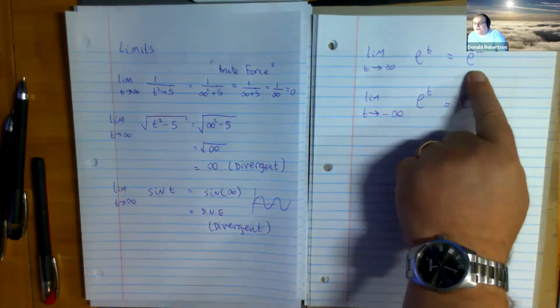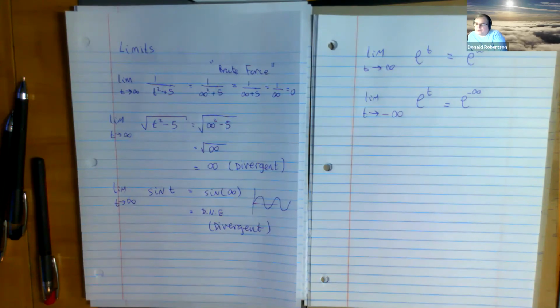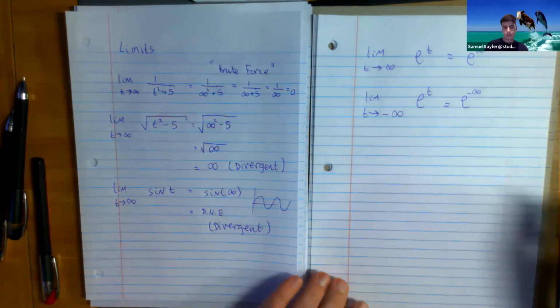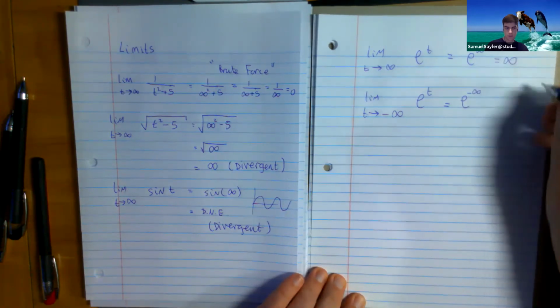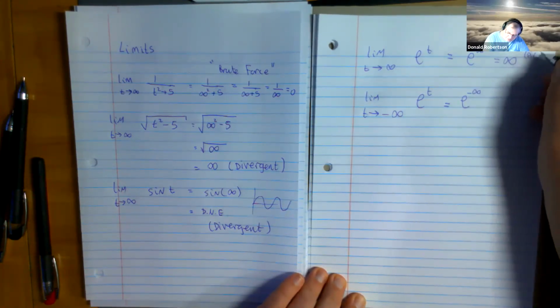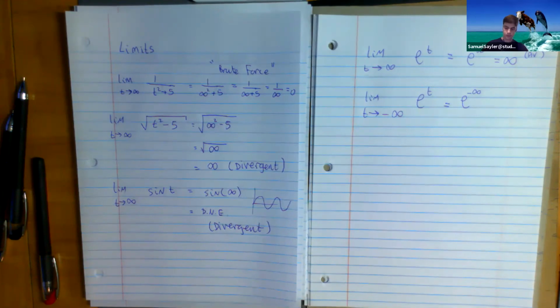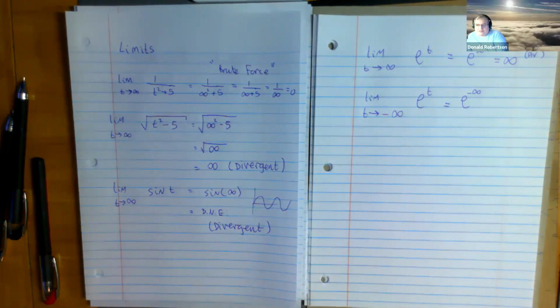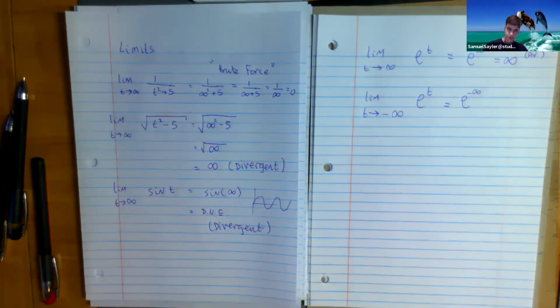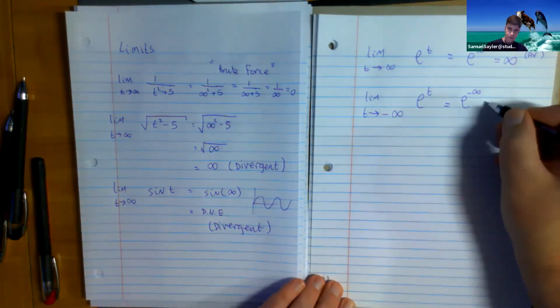Okay, what's the answer then to e to the power of infinity? Infinity, which we will call divergent, right? What about e to the power of negative infinity? And don't jump in, think a few seconds before you commit yourself. E to the power of negative infinity. Zero.